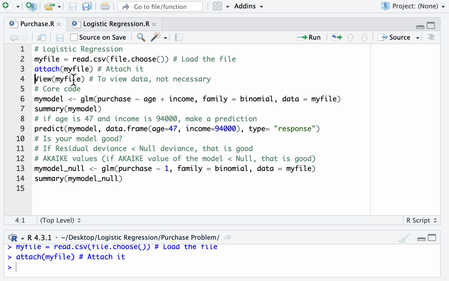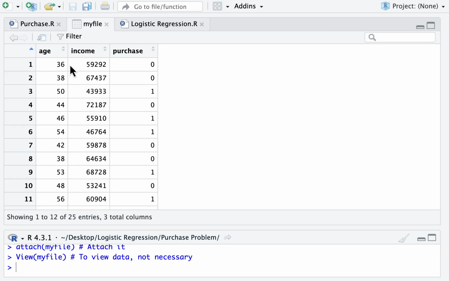The third step is view my file. And this is optional. If you want to see how your data looks like, you can use this command. So if I run this code, it will show me how my data looks like. So this is our data. And over here you can see our first variable is age, which is a continuous variable. Income is also a continuous variable, and purchase is the dependent variable. Age and income are independent variables, also called predictors, and purchase is the dependent variable. We have only two types of values, 0 and 1. 0 means no purchase and 1 means making purchase.